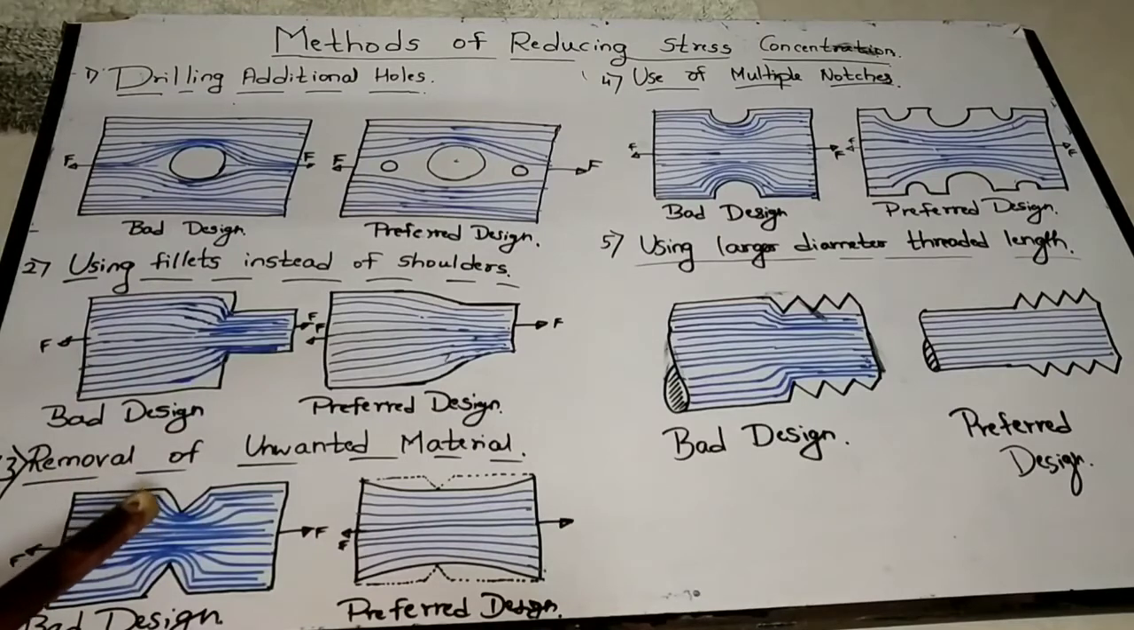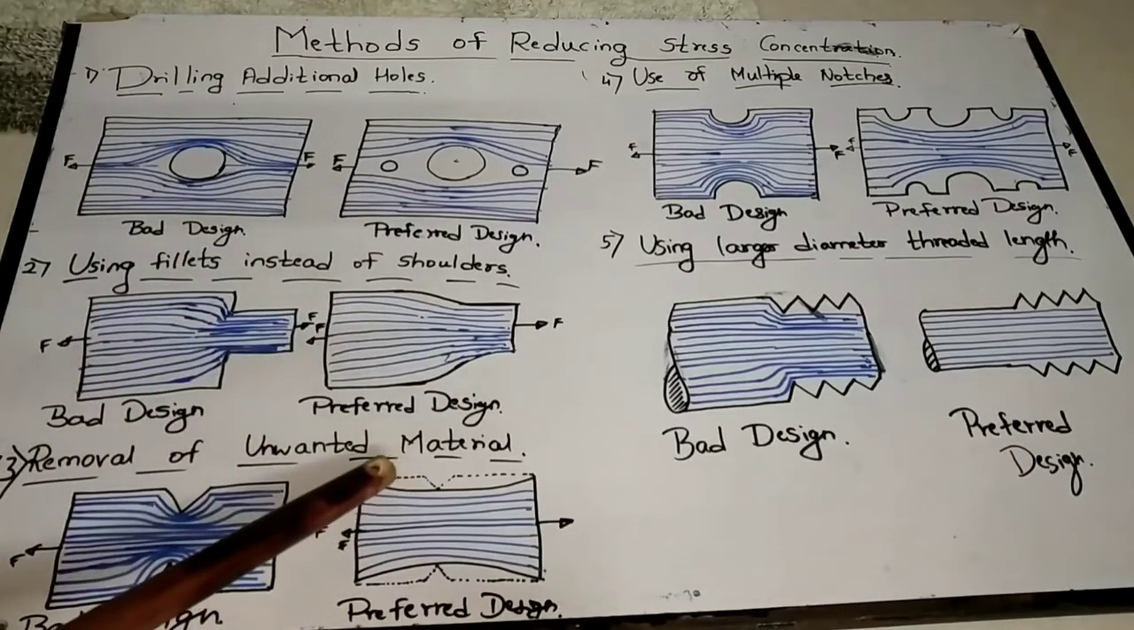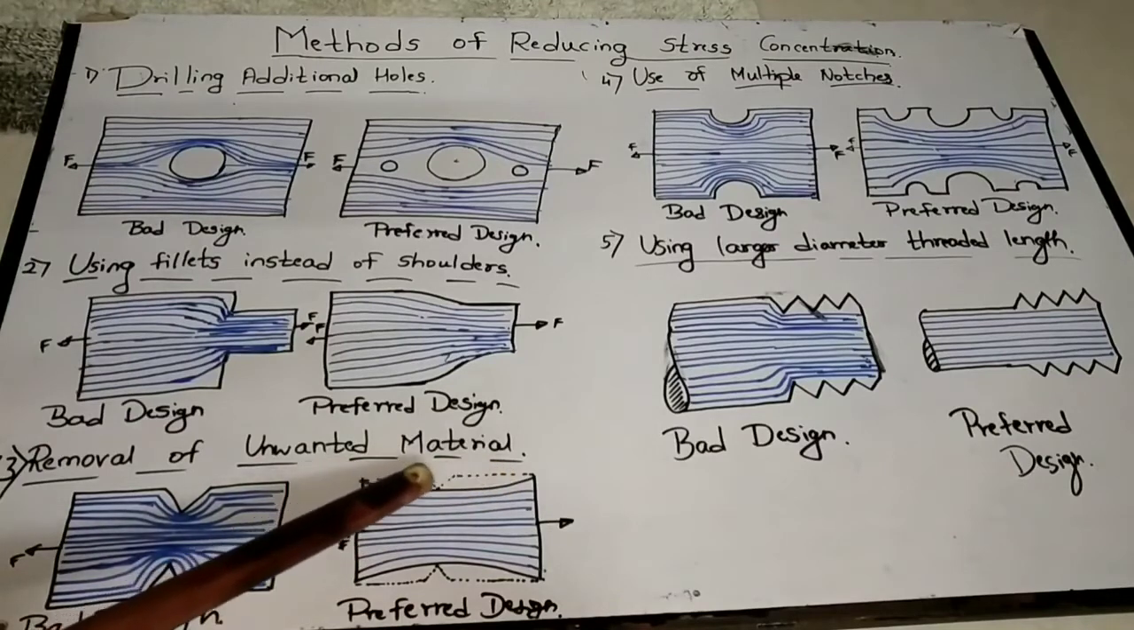Now if I want to reduce the stress concentration in this, what is the third method? Removal of unwanted material. You can see here this much material has been removed.